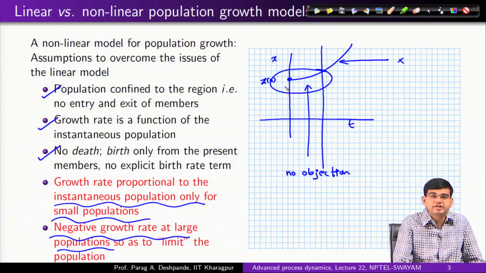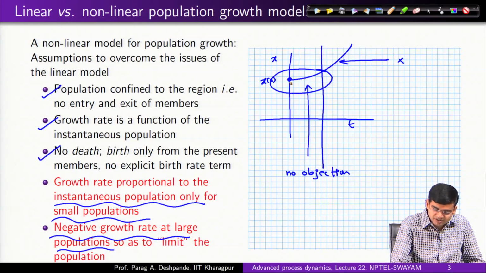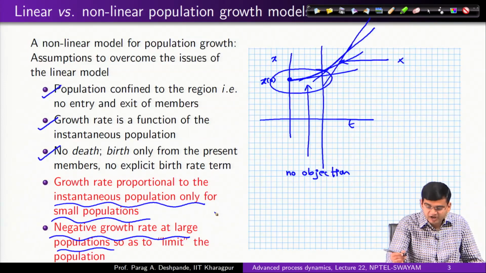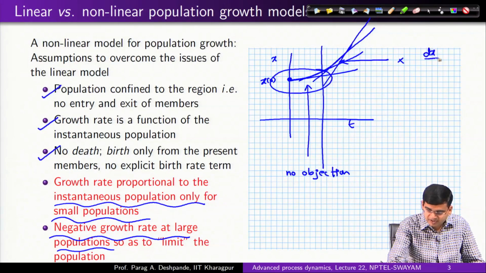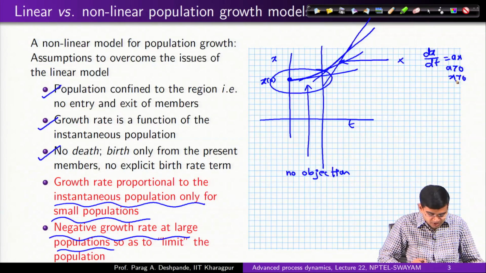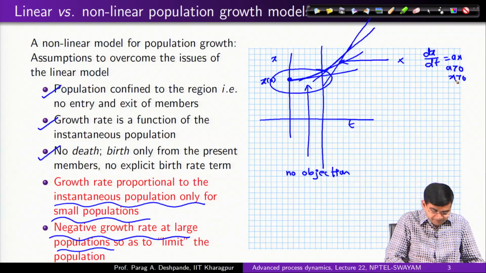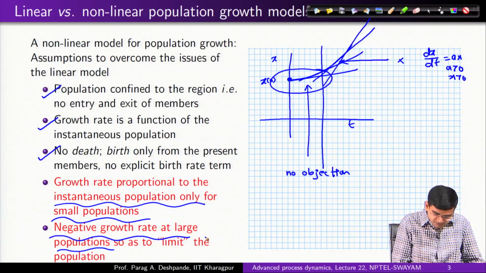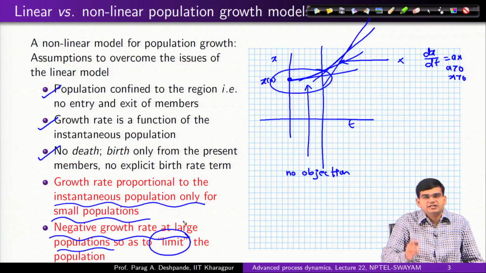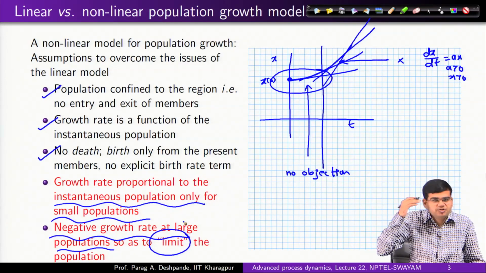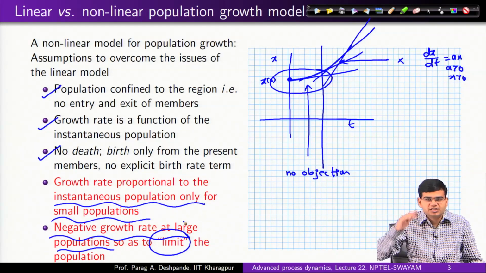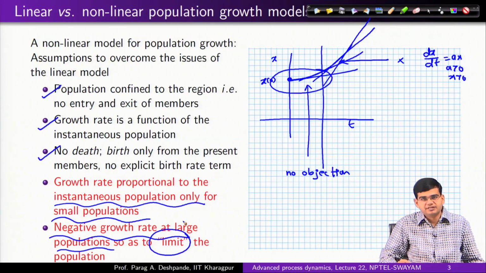So, in this particular portrait, you see dx by dt is always positive, everywhere the dx by dt is positive. And why is it positive? Because you know dx by dt is equal to a x, and a is greater than 0, x is greater than 0. So, therefore, it will always be positive. Now, what you introduce is that you have negative growth rate at large populations so as to limit the population. We know that the population cannot go to infinity. So, there has to be an upper limit.